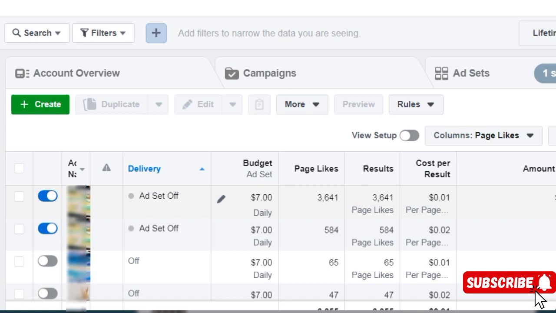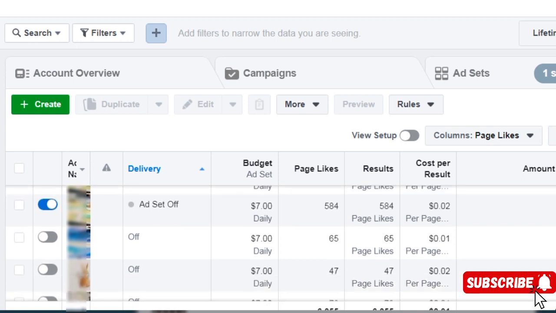So a lot of times people will get relevance scores of 1 or 2 or 3, and that's not a good thing, because if it's low like that, what will end up happening is you'll actually spend more money. The higher the relevance score, 6, 7, 8, 9, up to 10, the lower you will actually pay, because Facebook wants to reward people who have ads that create a good experience, right?